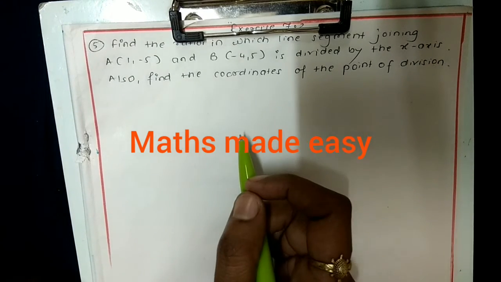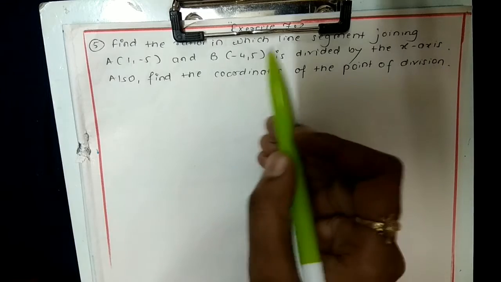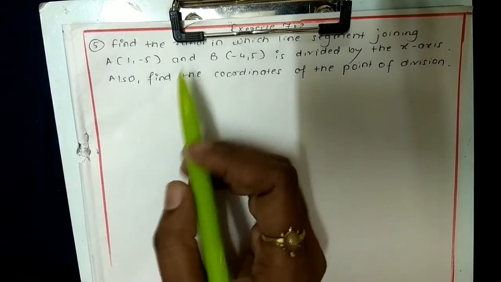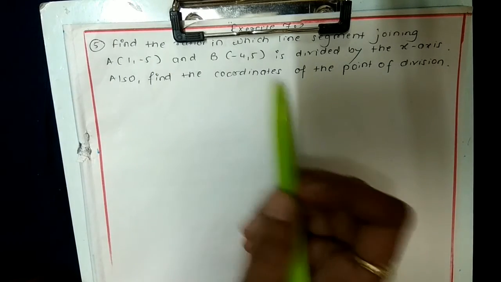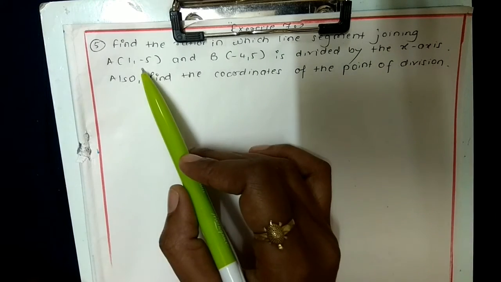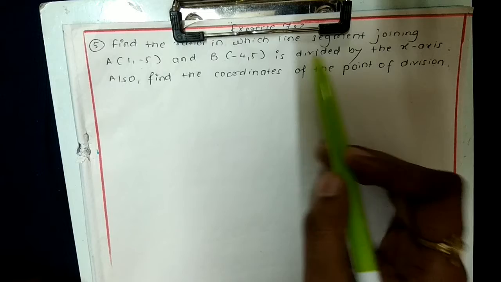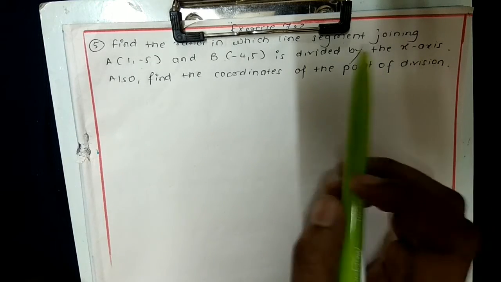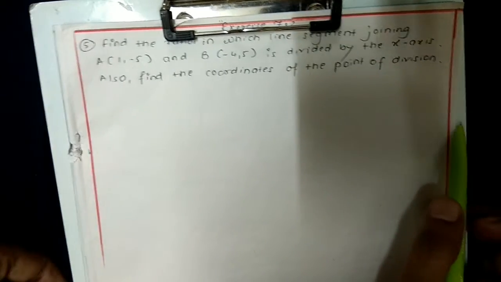So in this video, we are going to learn exercise 10.2, the fifth question. The question is: find the ratio in which the line segment joining the points A and B is divided by the x-axis. So let us understand the meaning of this.